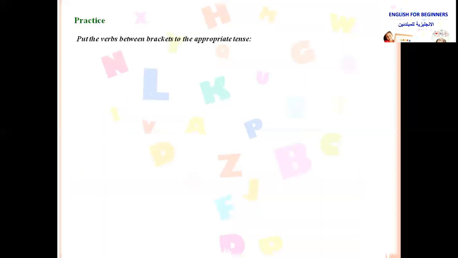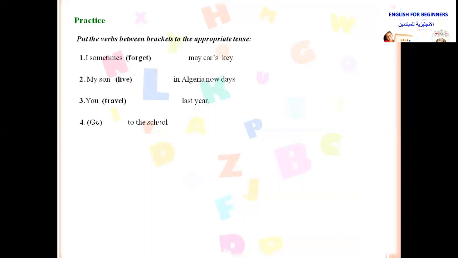Practice. Let's see a practice here. Put the verbs between brackets in the appropriate tense. So here I have several statements, maybe six statements, where each one contains a verb. I must put the verb in the appropriate tense. Of course, there are markers. For example, in the first one: I sometimes forget my car's key. Here I already have the marker sometimes. So sometimes is the marker of the present, so the verb is in the present.